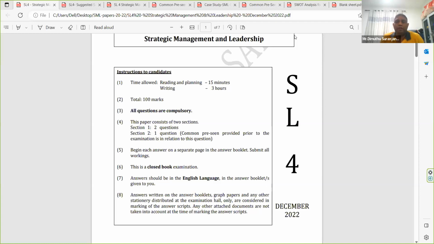My personal experience as a lecturer for the last 17 years in the same subject is that this paper is a very difficult one. Especially the SML is a very difficult paper, but from the students' perspective, what I have seen is that they do not give much weight to this, and that ultimately leads to failure. I don't want to talk much on that aspect, so we'll move to the paper.